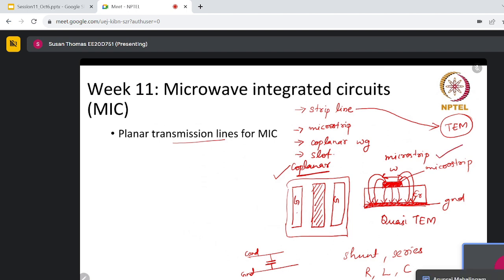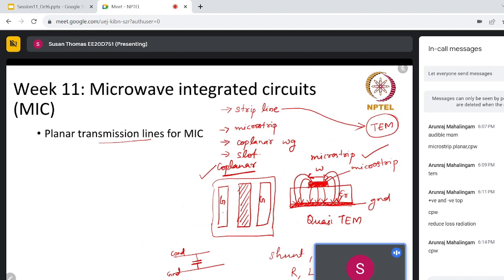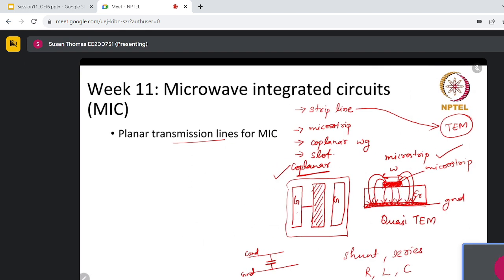Yes, that is the right statement. It is a coplanar waveguide structure. So it will be easy to just mount it here. Since both the conductor and the ground plane are in the same plane, it's easier to mount lumped elements such as inductors or capacitors, especially the shunt elements. So that is one aspect.